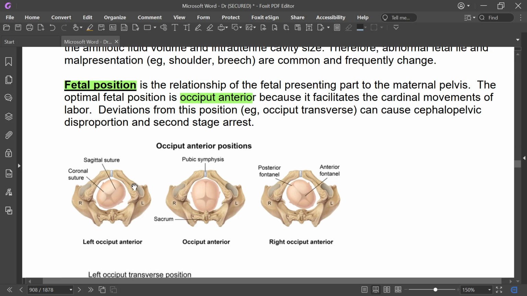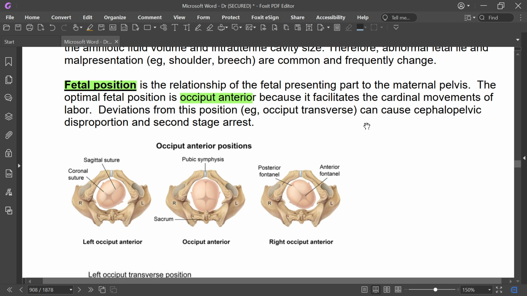This is the coronal suture. This is the sagittal suture, and here is the pubic symphysis. This is the occiput, and it is anterior. The optimal fetal presenting position is occiput anterior because it facilitates the cardinal movements of labor. Deviation from this position, occiput transverse, can cause cephalopelvic disproportion.